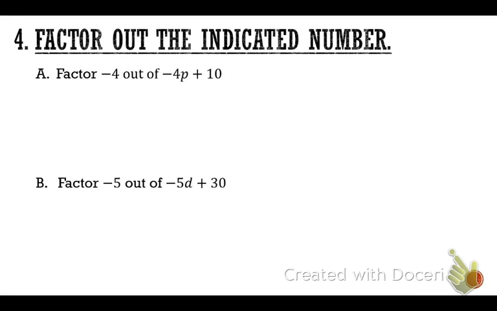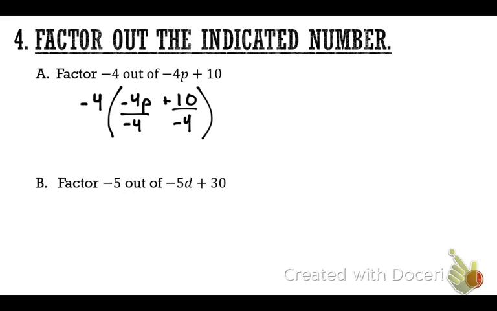Number 4, factor out the indicated number. So this is specifically telling me what to factor out once again, so I don't have to find the GCF this time. Factor -4 out of -4p plus 10. So we're going to go ahead and put the -4 on the outside of the parentheses. And remember, what you do now is rewrite the original problem, and I have to divide by what in each term? -4. Because I pulled a negative out, I have to divide by a negative each time.